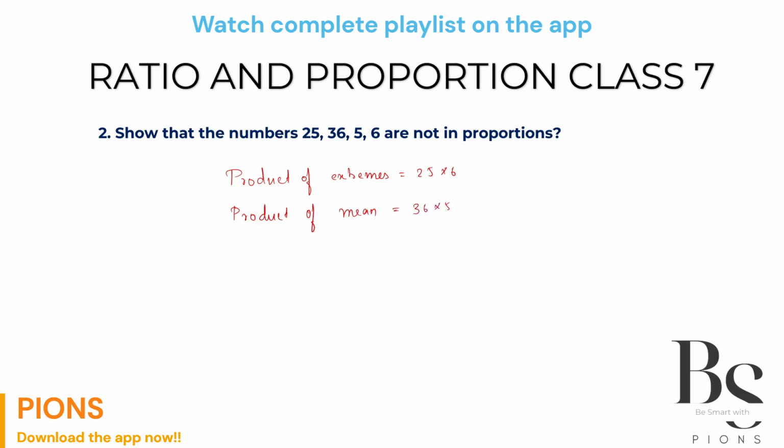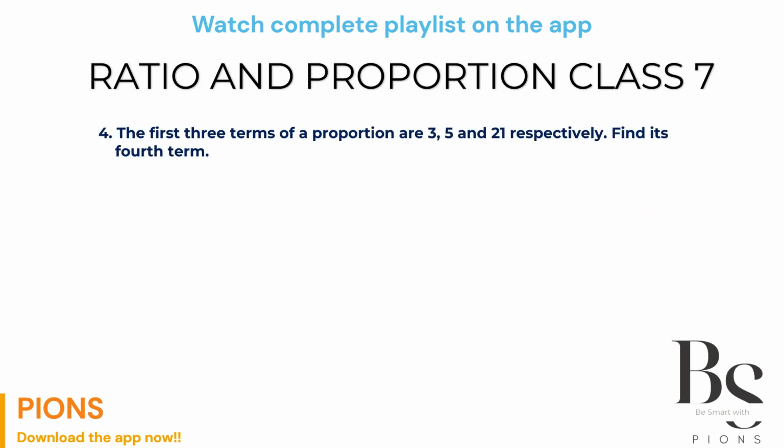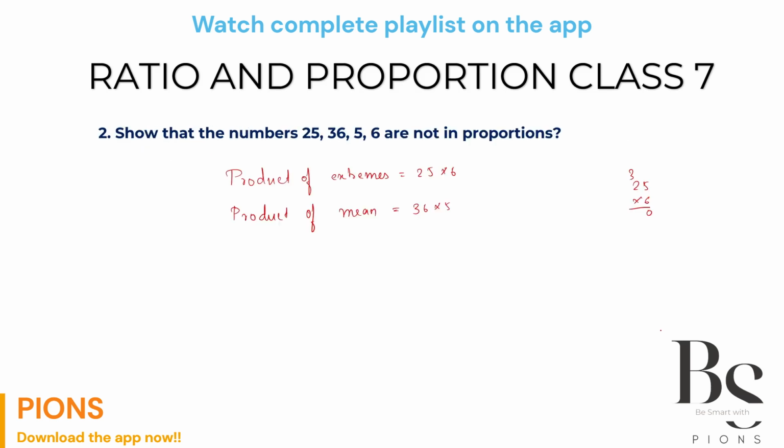So it will be 25 into 6. That will be 6 5s are 30, 6 2s are 12 and 3, 150. So this will become 150 over here. And when you multiply 36 with 5, this will be 5 6s are 30 and 5 3s are 15 and 3, 180. So you got 150 and 180 as your product of extremes and product of means.